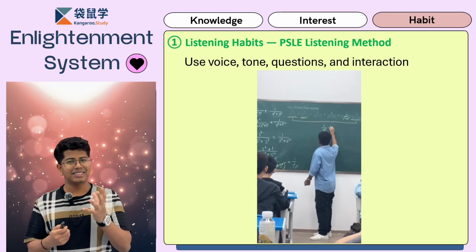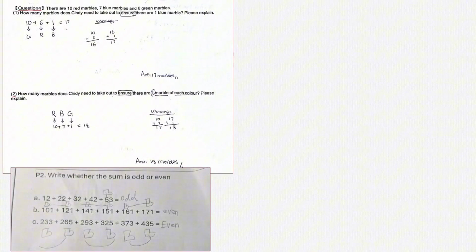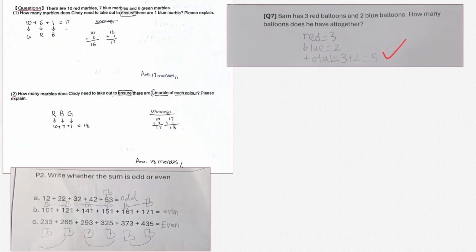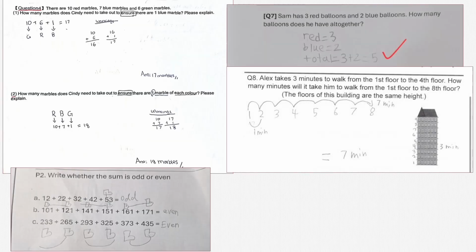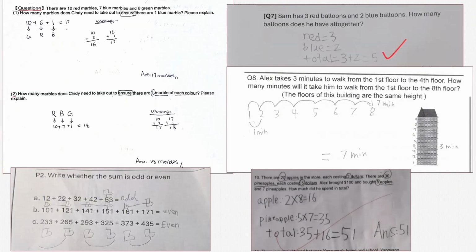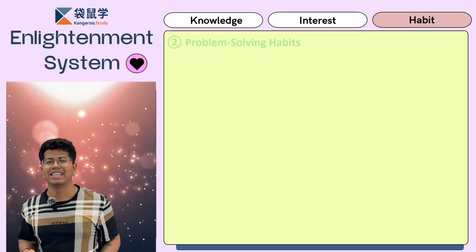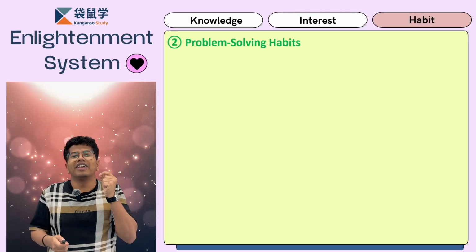Secondly, if you have a look at some of the pictures here, this is some of the work done by the students here. Can have a look. Here, here, and lastly here. So what is this all about? Everything is all about reducing the carelessness. That is the second part, problem solving habits.